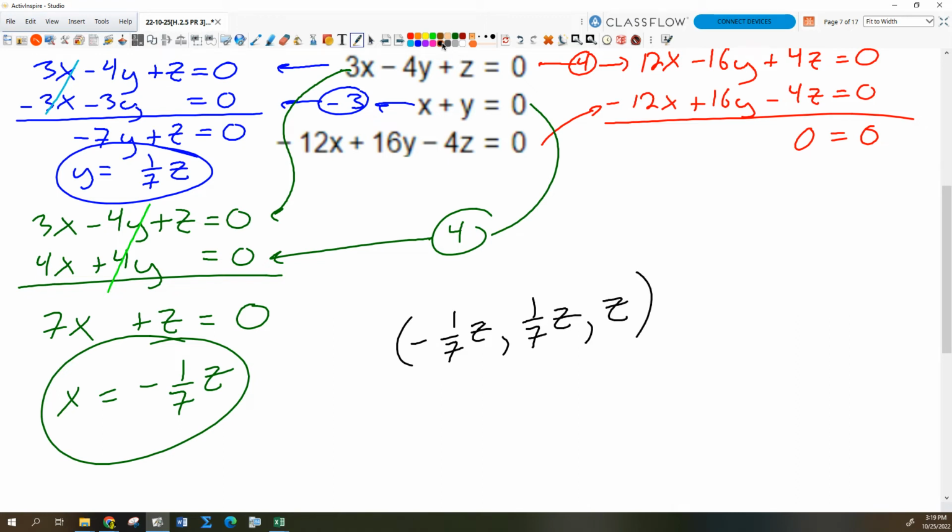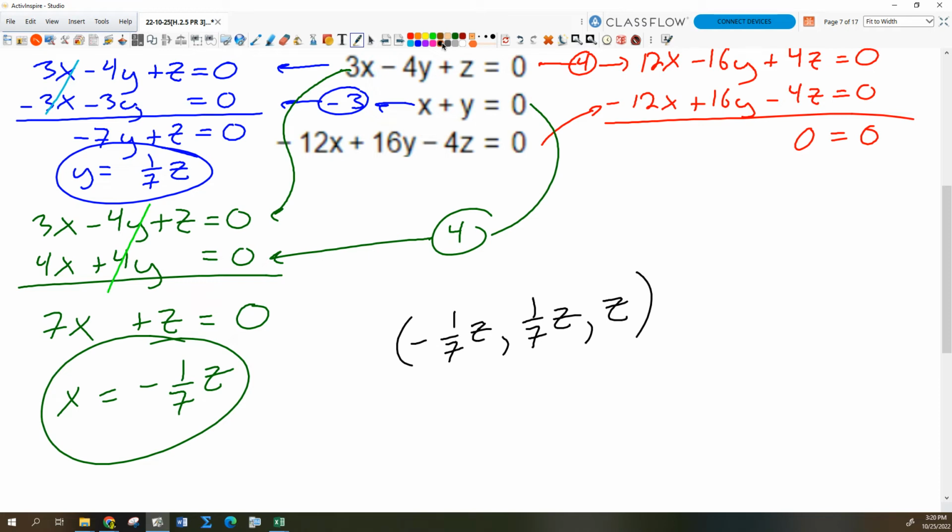That's it. So look what that says. Z could be any real number, but whatever value I pick for z, it predicts the values of x and y. Well, isn't that what a line or a plane does? In this case, it's a line.